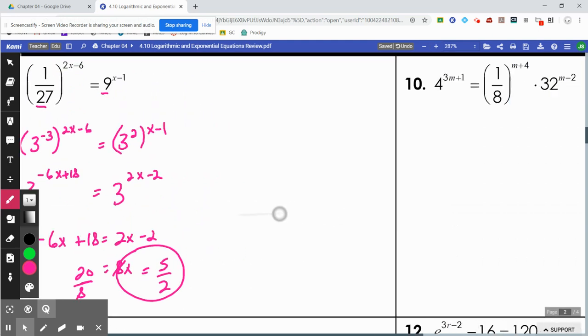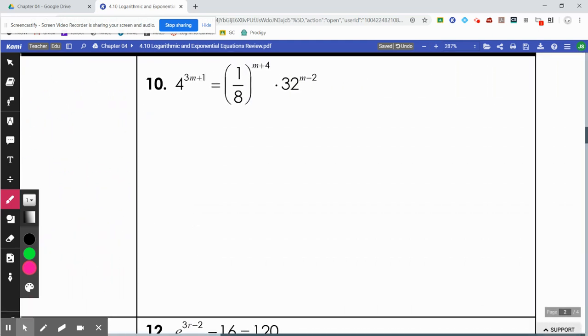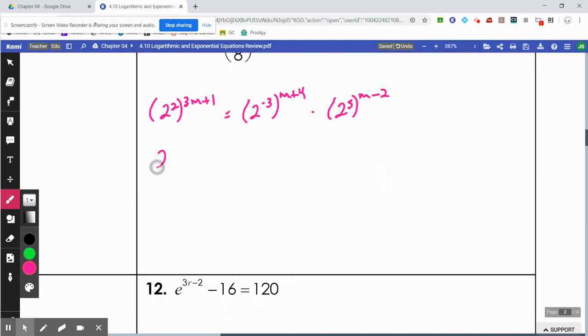Next up, number 10. All of these are base 2 numbers. So 4 we can write as 2 squared. 8 is 2 to the 3rd, so 1 over 8 would be 2 to the negative 3rd. And then 32 is 2 to the 5th power, so we're going to write it like that. Powers to power, now let's multiply over our exponents.